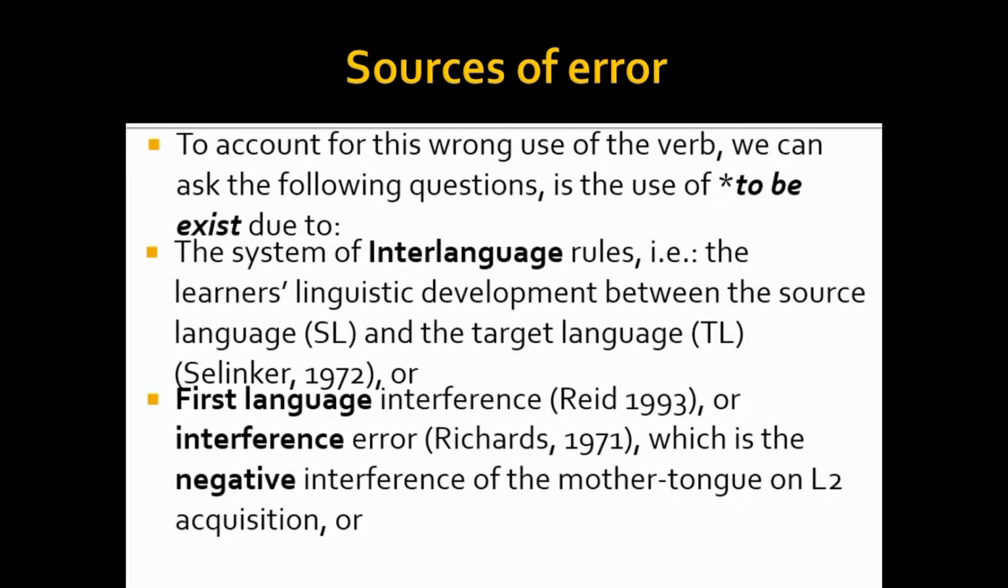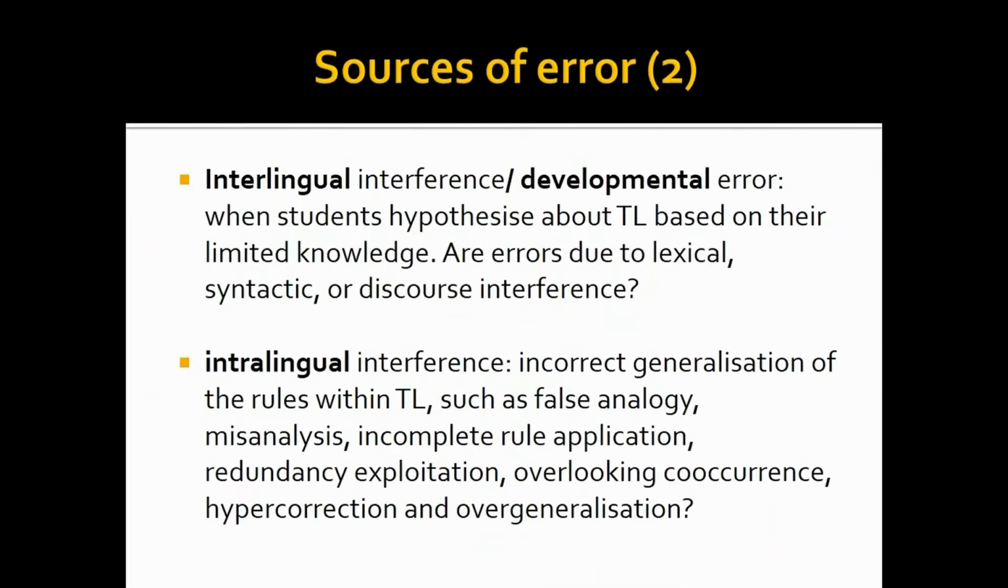is it due to interlingual interference, also referred to as developmental error, when students hypothesize about the target language based on their limited knowledge? Are errors due to lexical, syntactic, or discourse interference? Intralingual interference, which is the incorrect generalization of the rules within the TL, such as false analogy, misanalysis, incomplete rule application, redundancy exploitation, overlooking co-occurrence, hypercorrection, and overgeneralization.